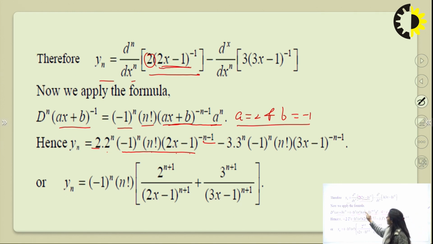Compare 2x minus 1 with ax plus b. So 2x minus 1 is equal to ax plus b. So now by comparison, a is equal to 2 and b is equal to minus 1.